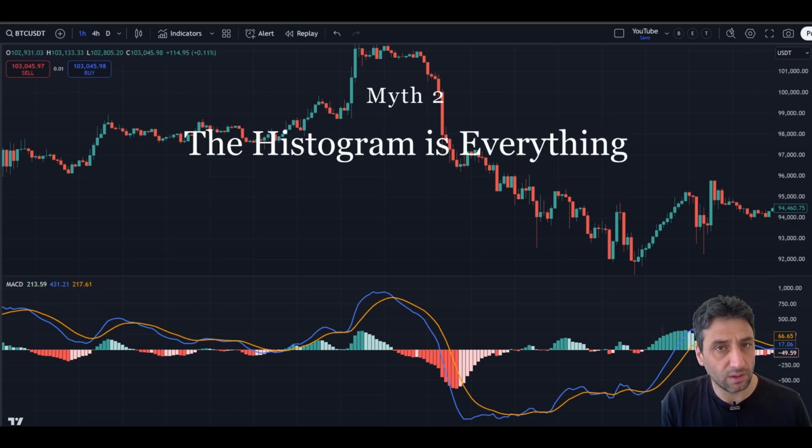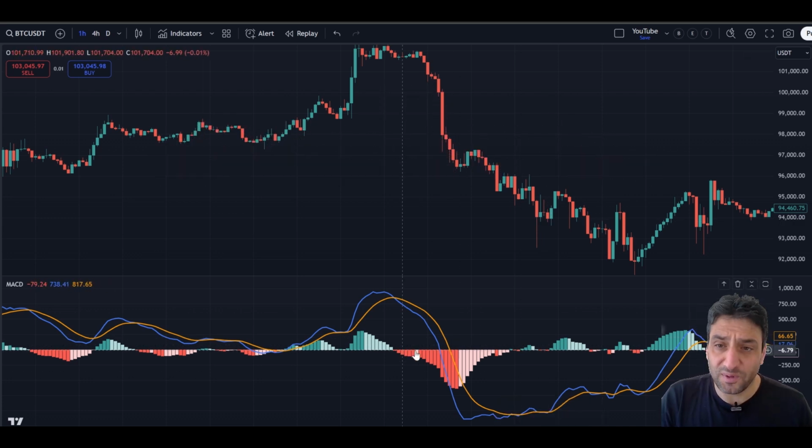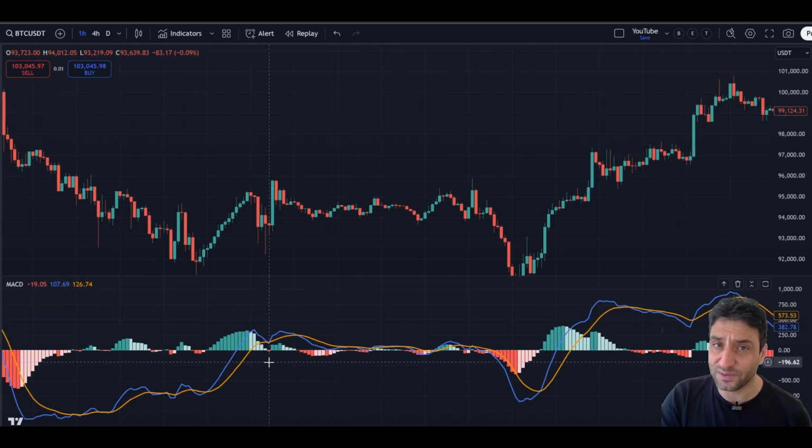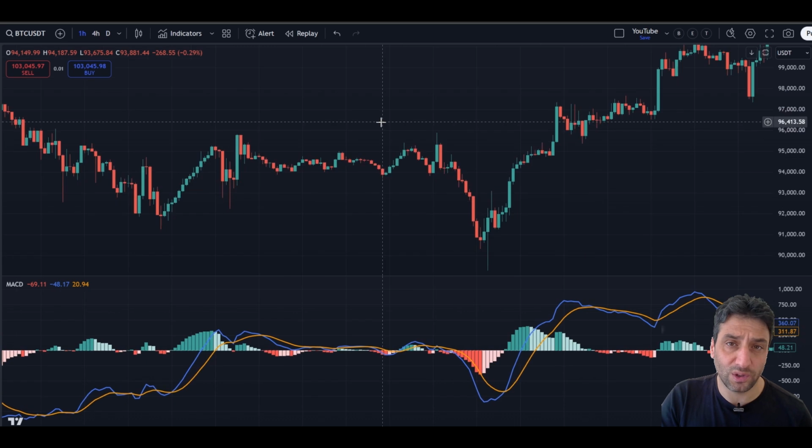Myth number 2. The histogram is everything. The histogram, this bar chart down here, tells us about momentum, but it's not the whole story. Sometimes the histogram can be screaming buy, while the MACD line and signal line are telling a different story. You need to look at the whole picture, not just one piece.